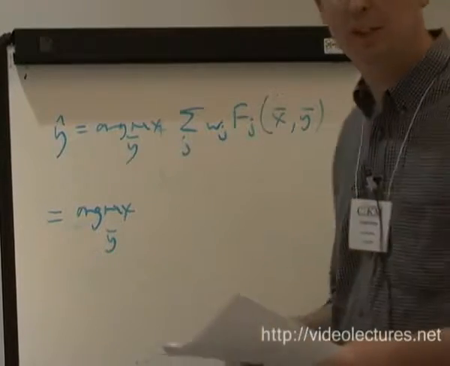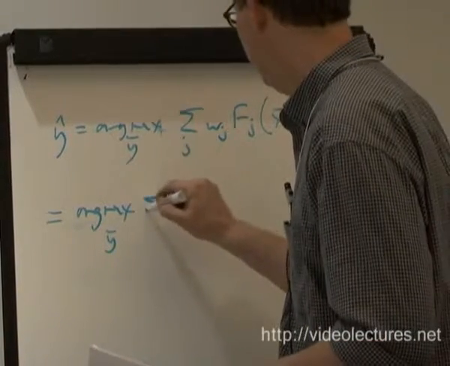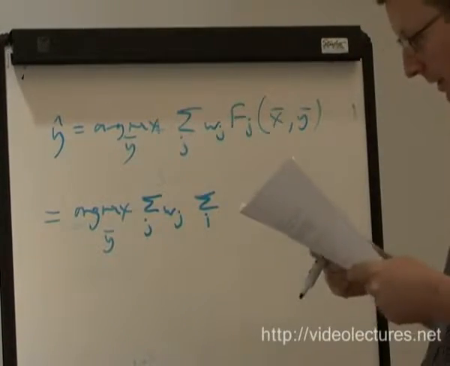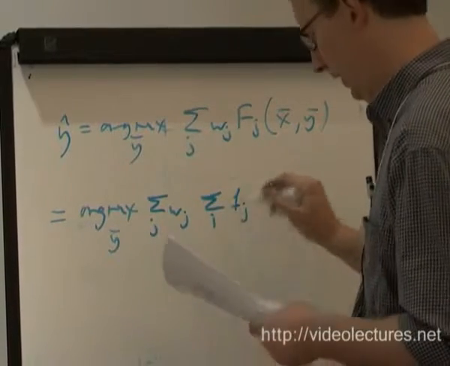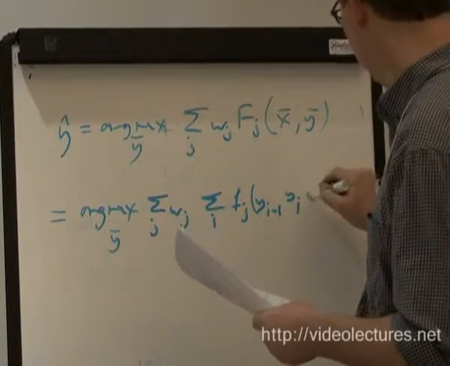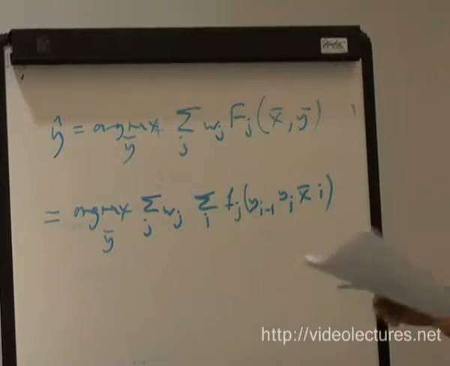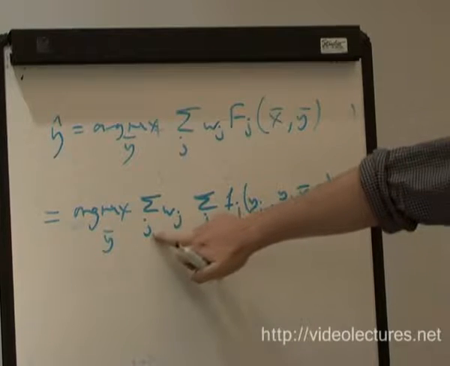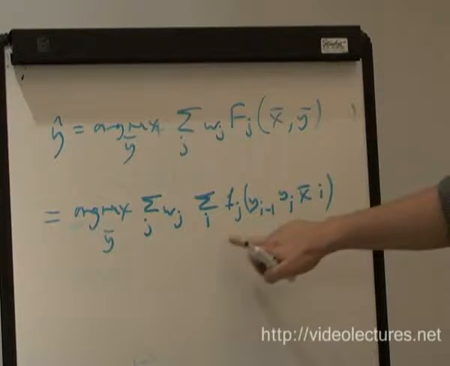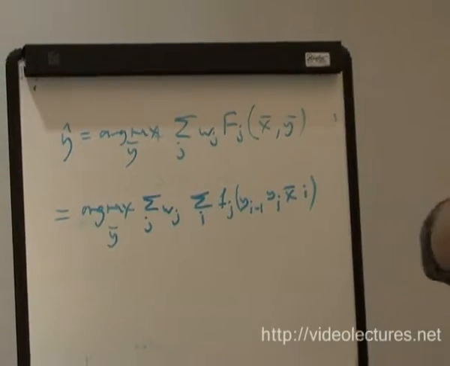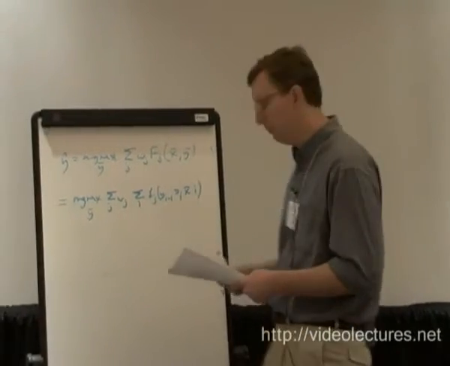Now I'm going to expand the definition of the high-level feature function. Sum over j of wj, and then sum over i of little fj of yi minus 1, yi, x bar i. Just so nobody's confused, here j is ranging over the feature functions, and i is ranging over the length of x and y. So this is for a single test example x. i is not ranging over multiple training examples, it's ranging over the length of one example.